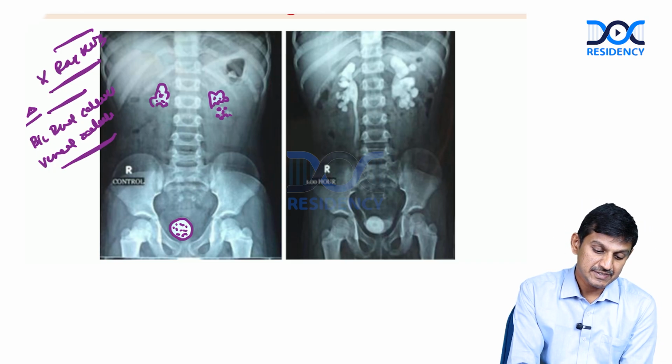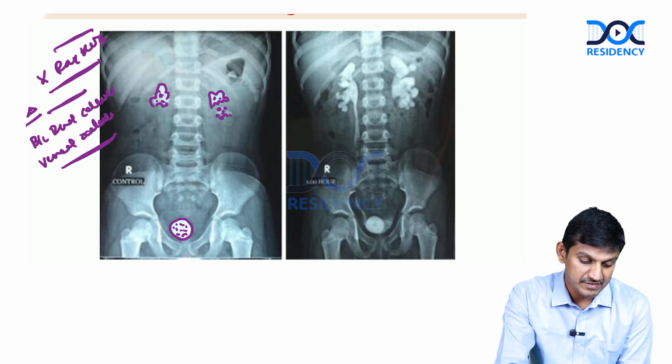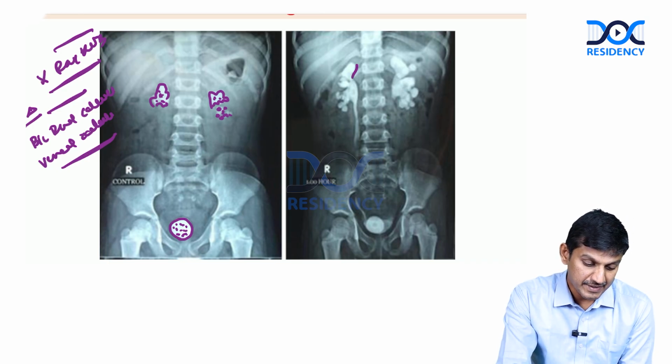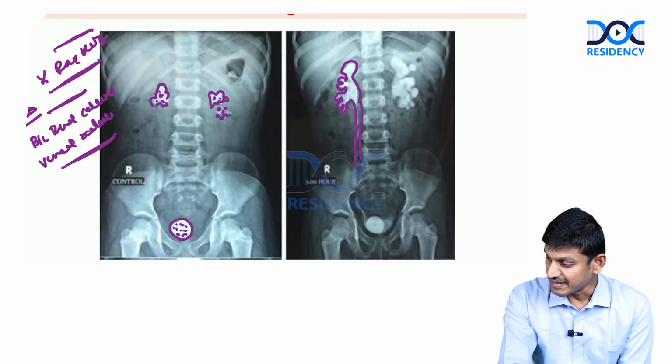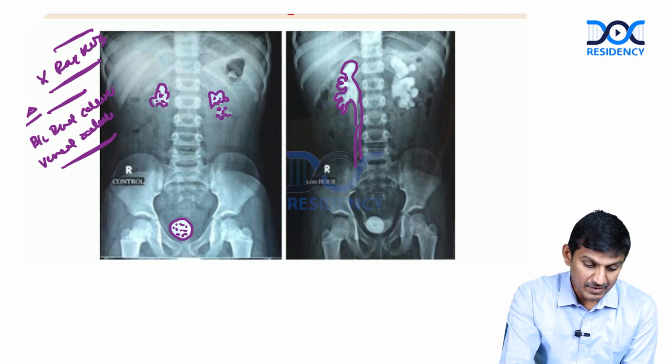So what is this image? This image, you can find the difference between both of them. You see here, there is an opacification of your renal pelvis, and the contrast is also seen nicely draining down to the ureters.